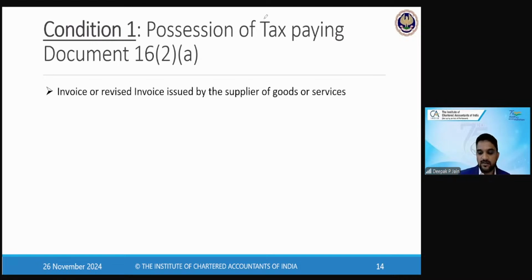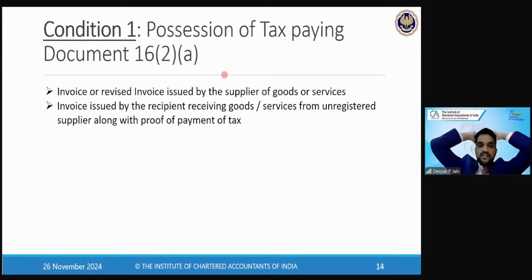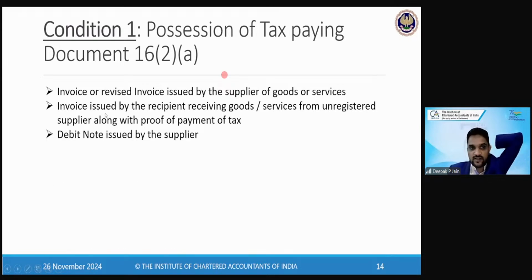Either that document or what other document you could have? You could have an invoice issued by the recipient receiving goods from an unregistered supplier along with proof of payment. What is this? This is in case of a reverse charge mechanism wherein the supplier is not paying the tax and the supplier is not registered. So in that case, what will you do? You will issue a self invoice.